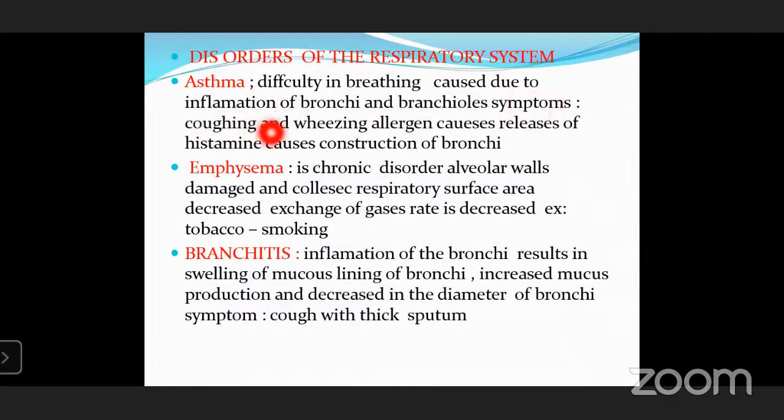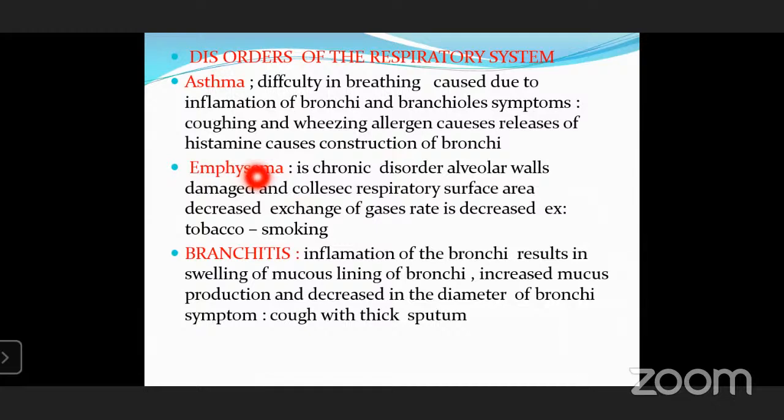What are the symptoms here? Coughing and wheezing. Allergen causes release of histamine, which causes constriction of bronchi, not construction. Constriction of bronchi. So the difficulty in breathing is caused due to inflammation of bronchi and bronchioles. Keep in mind, inflammation of bronchi and bronchioles, that is asthma. And the second one is emphysema.